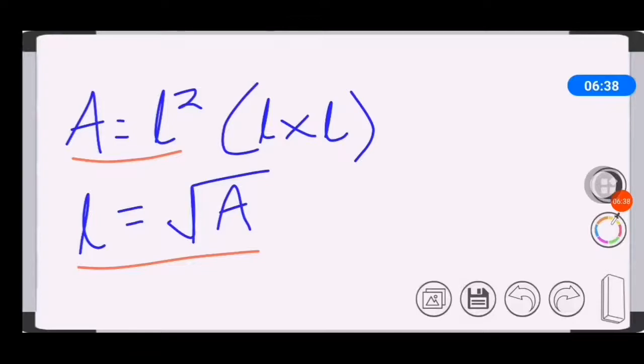Now I want you to work out the following activity. When you're done, pause the video and do the activity. When you're done, come back for the revision.